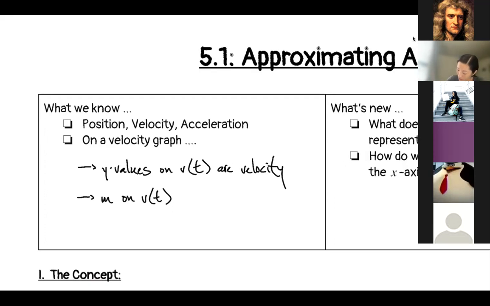Okay. And can someone else maybe tell me what the slope on velocity tells us? Exactly. Perfect. No question mark, Thea. You are absolutely correct. It is acceleration. So the slope on velocity is acceleration. Okay. So these are things that we've looked at before.